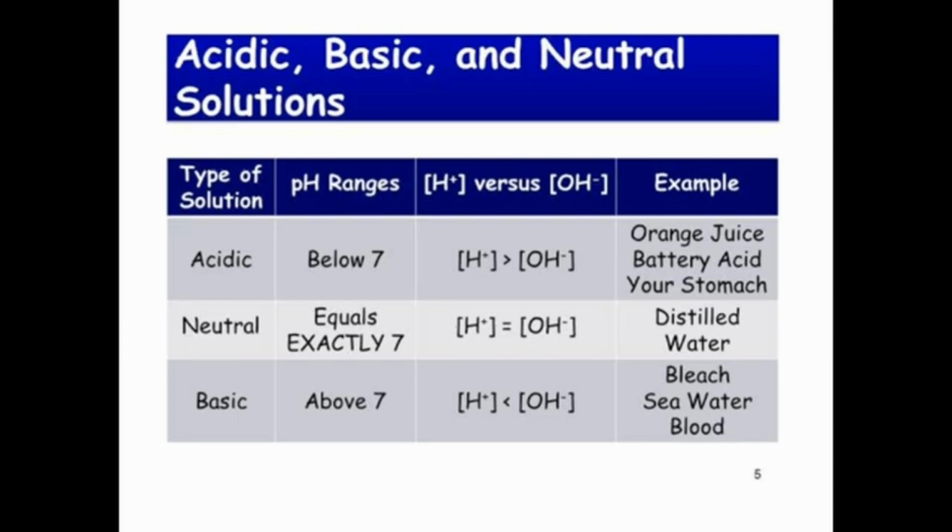Now, having said that, you observe that for the hydrogen ion to hydroxide ion ratio, for acidic, H plus is greater than OH minus. In neutral, H plus is equal to OH minus. In basic, H plus is less than OH minus.